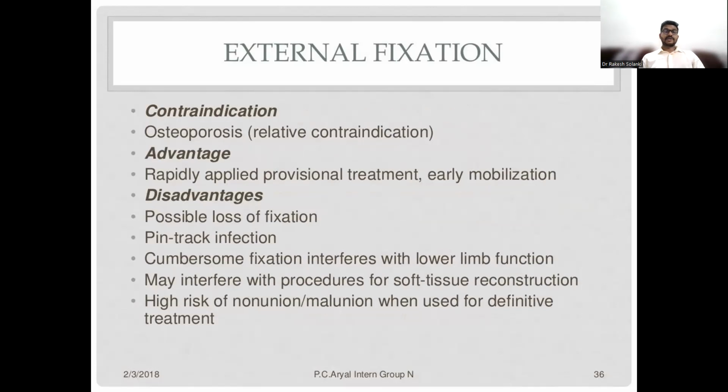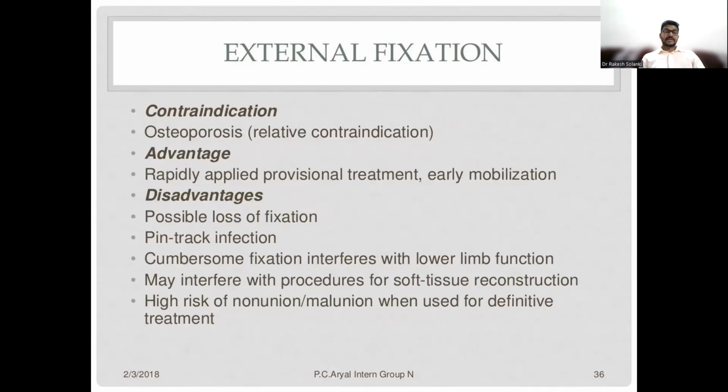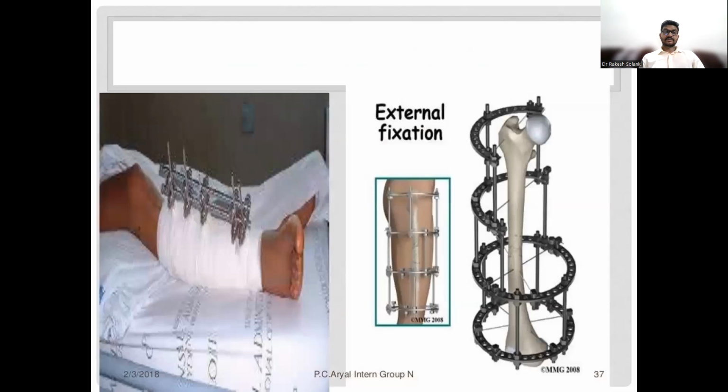The advantages are rapidly applied provisional treatment and early mobilization. It is a part of damage control orthopedics. And the disadvantages are possible loss of fixation, pin tract infection, cumbersome fixation that interferes with lower limb function, may interfere with procedures for soft tissue reconstruction, and high risk of non-union and malunion when used for definitive treatment. This is a diagram showing external fixation of the femur.